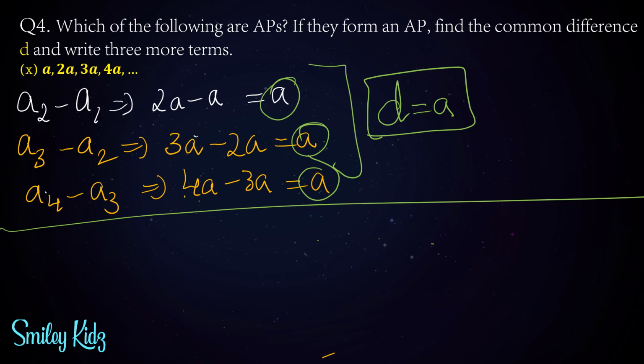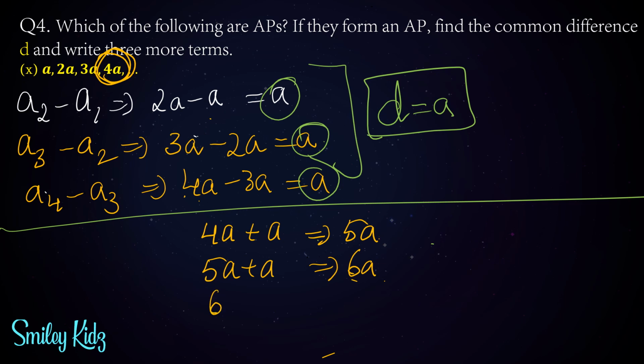Now what will be the next three terms? The next three terms will be added to 4A. First, the next term will be 4A plus A, which is 5A. Then 5A plus A, 6A. Then 6A plus A, 7A. 8A, 9A and so on, right? So the next three numbers are 5A, 6A and 7A and the common difference is A.